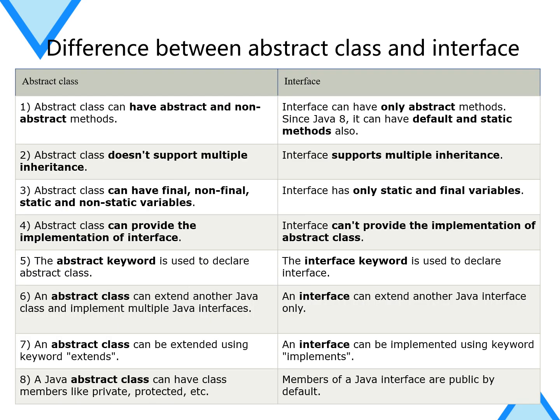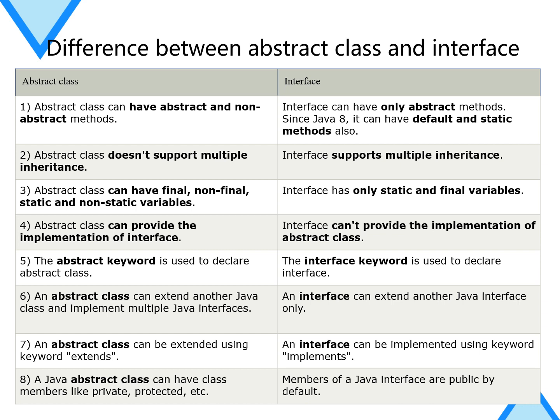As the last topic, we are going to differentiate between abstract class and interfaces. An abstract class can have abstract and non-abstract methods, but an interface can have only abstract methods, and since Java 8 it can have default and static methods also. The second difference is that an abstract class doesn't support multiple inheritance, but interfaces support multiple inheritance. An abstract class can have final, non-final, static and non-static variables. An interface has only static and final variables. An abstract class can provide the implementation of an interface. An interface cannot provide the implementation of an abstract class.